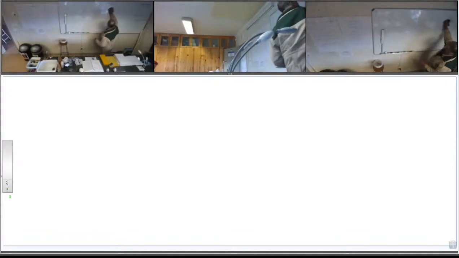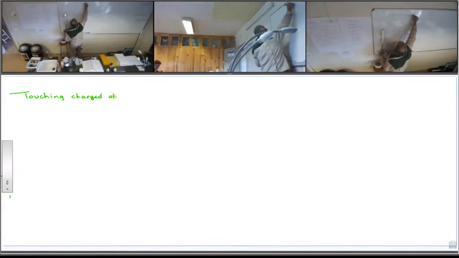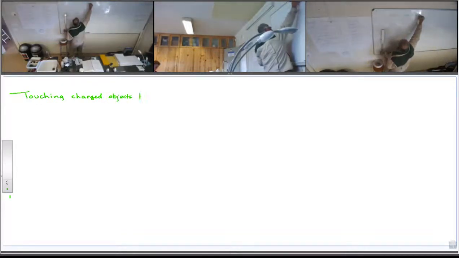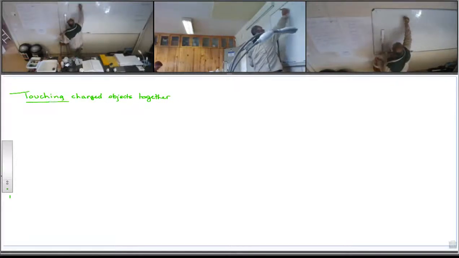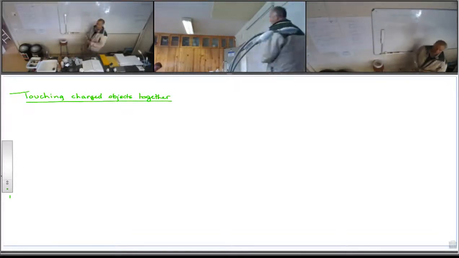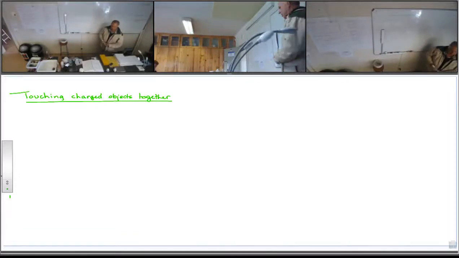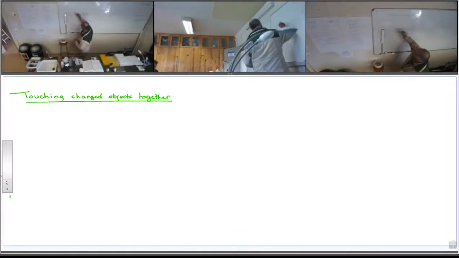What we're going to deal with now is what happens when we touch charged objects together. Right. So let's have a look at a situation.